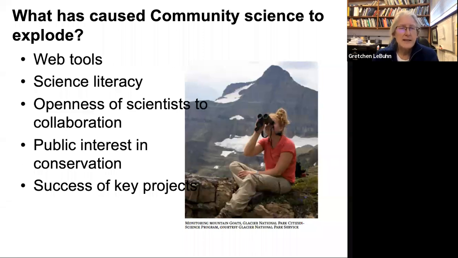The last thing that I think has really driven this is that there's really been some success of key projects. I'm lucky enough to have started a project that has been the model for a number of other projects. And I think that was in part because when we started the Great Sunflower Project, within the first 2 years, we had 40,000 people sign up, which caused all sorts of problems, but really shocked the scientific community that there was that much interest in participating in doing science.